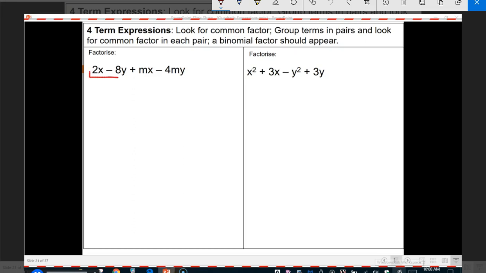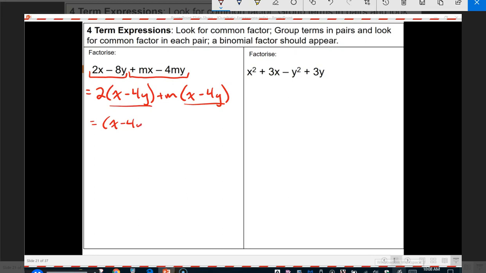So what we do is we break it up into 2 bits. Is there a common number for 2 and 8? Yeah, that's 2. Common letter, no. So if I factorize 2x minus 8y, I get x minus 4y. Okay, I do this for the next 2 terms. Is there a common number? No. Common letter? Yes, m. So I say plus m. Okay, m times what gives me mx? Well, that's x. m times what gives me negative 4my? Well, that's negative 4y. And then notice, guys, we've got a common bracket. So we say x minus 4y times the numbers out in front, which is 2 plus m.